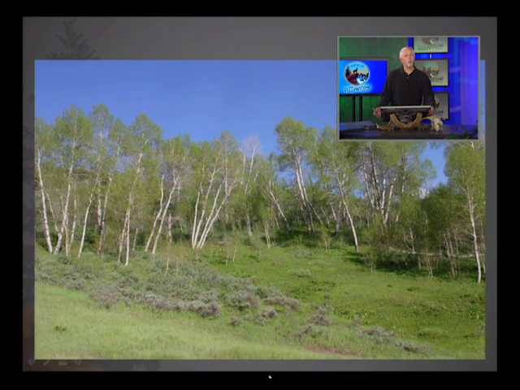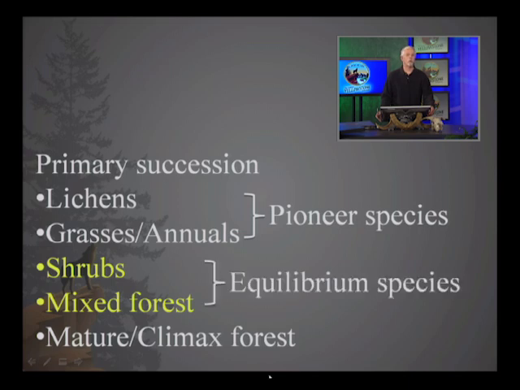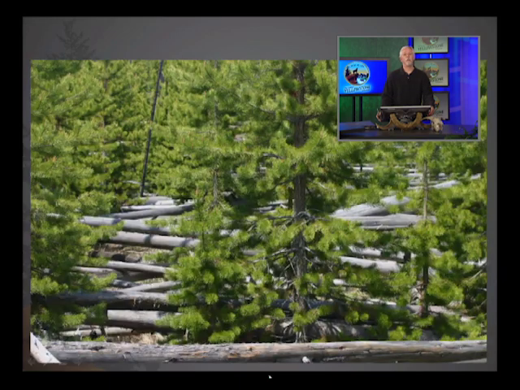And then eventually, one species will typically dominate depending on the makeup of the soil and where it is. This mixed forest will transition eventually into a mature climax forest. But again, the shrubs and mixed forest constitute the equilibrium species. And then again, the climax species will be whatever ends up dominating. Typically, it's going to be the lodgepole pine in the Yellowstone ecosystem. It can be things like the Engelmann spruce or blue spruce, however.